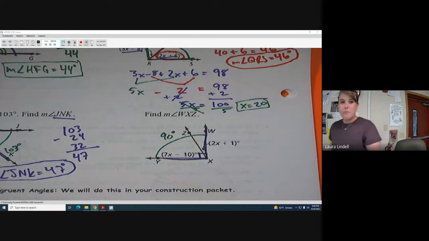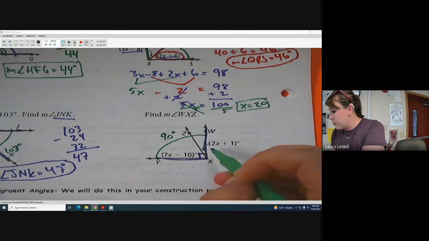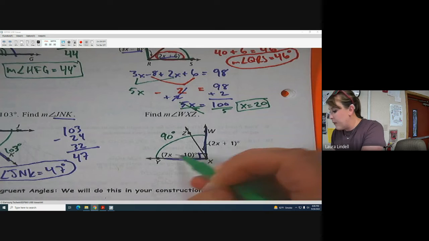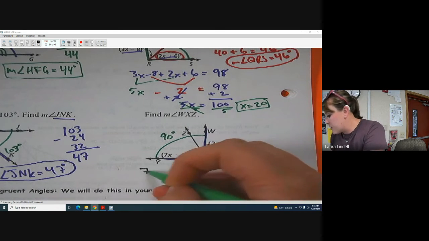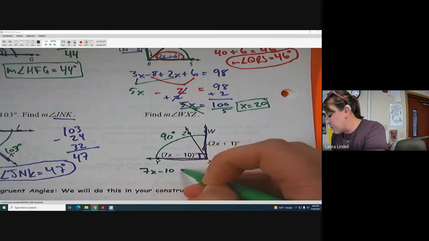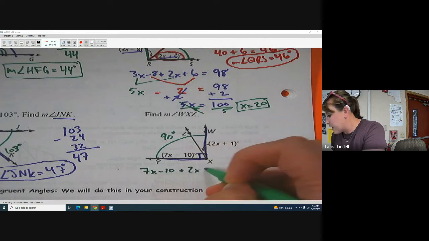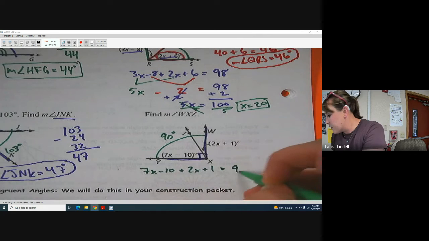So now, pause the video for a second and try setting up an equation that you could use to solve for x with this problem. Okay, hopefully you paused the video and tried it out yourself. So the two components we have here are this 2x plus 1, that's this little angle here, and we have this 7x minus 10, that's this other little angle.